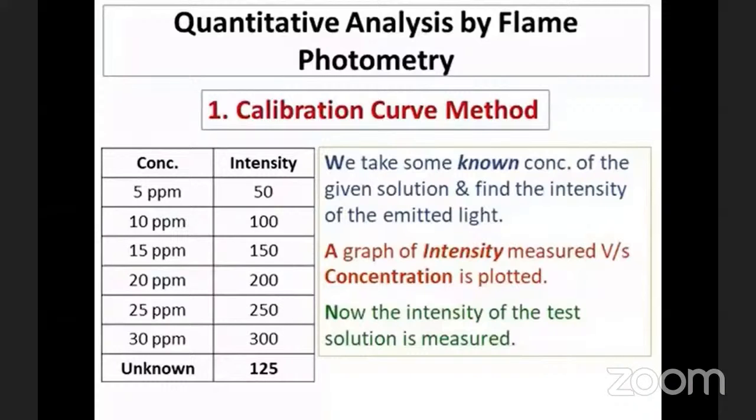These solutions are then introduced one by one into the flame. Using the proper filter, the intensity of emission is determined for each standard solution. Similarly, the unknown solution is introduced into the flame and its emission intensity is also determined. Then, a graph of intensity measured versus concentration is plotted.